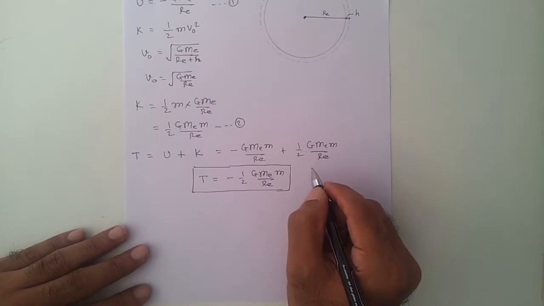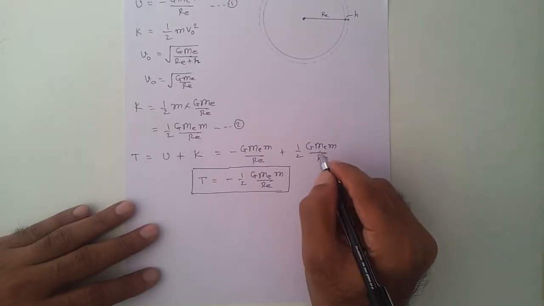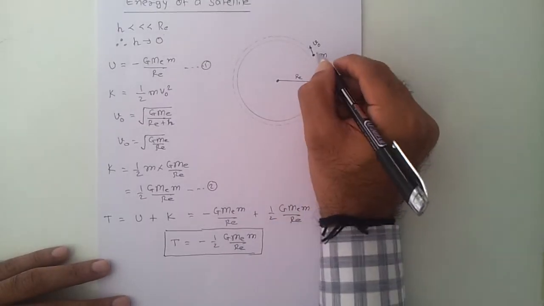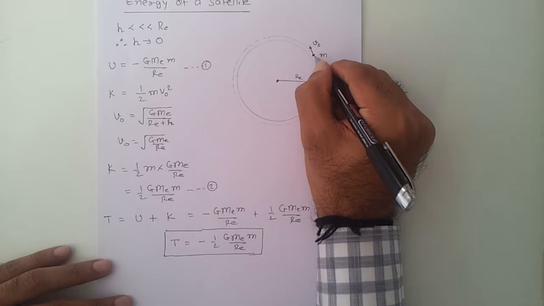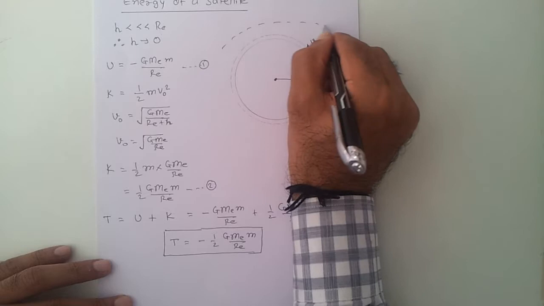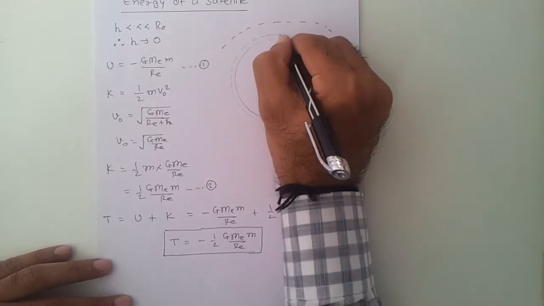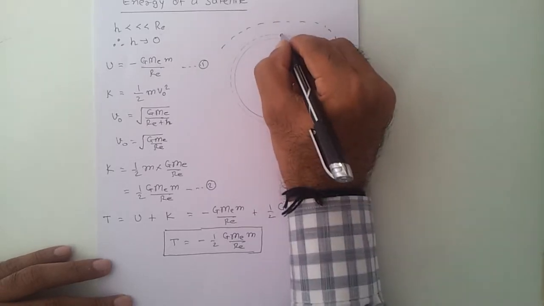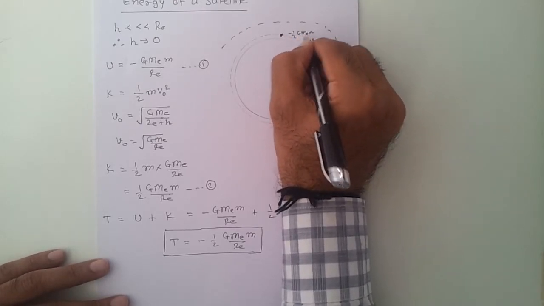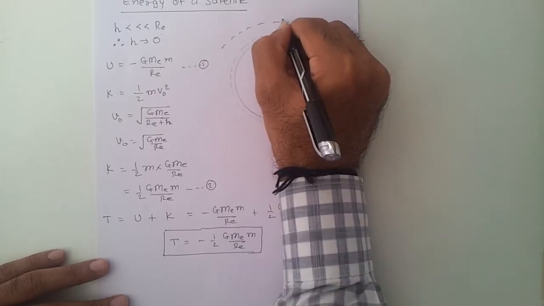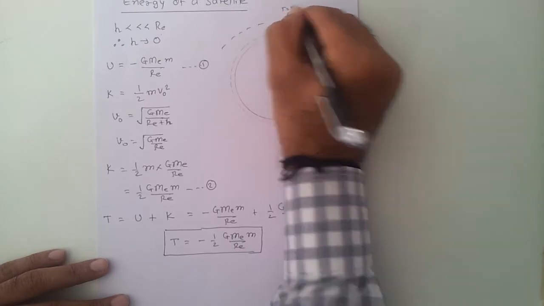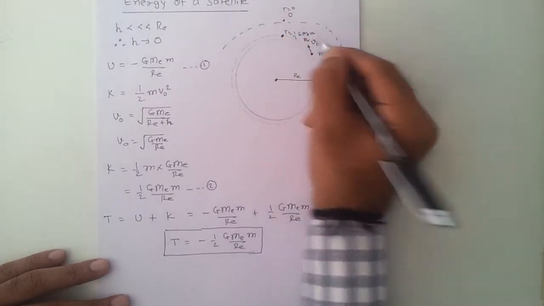The minus sign indicates that the total energy of the satellite, let me come back to this diagram over here, is minus half G Me m upon RE, and if I try to show the gravitational field of the Earth, right? Let me say that the satellite is over here because I have more space over here, so I can show it clearly. So the total energy over here is minus half G Me m upon RE, and we know that the total energy at infinity or outside the gravitational field of the Earth is 0.